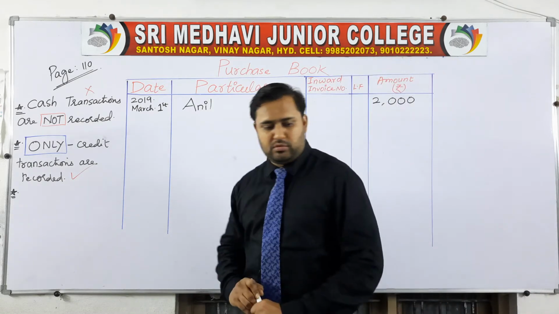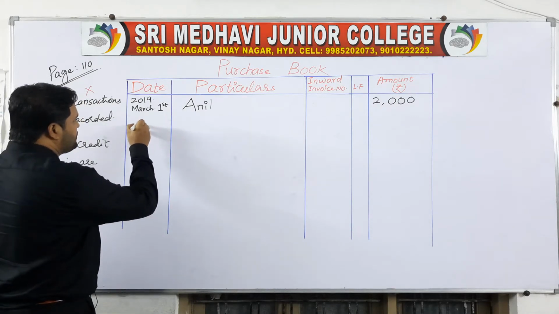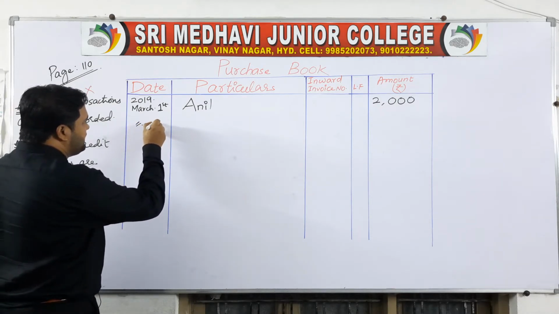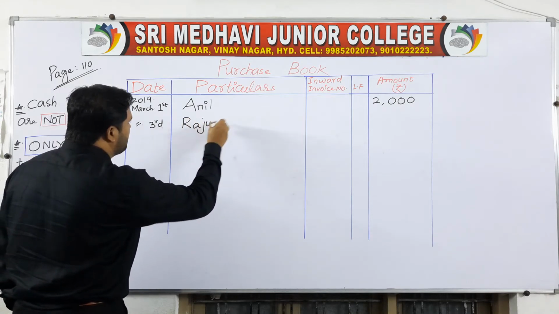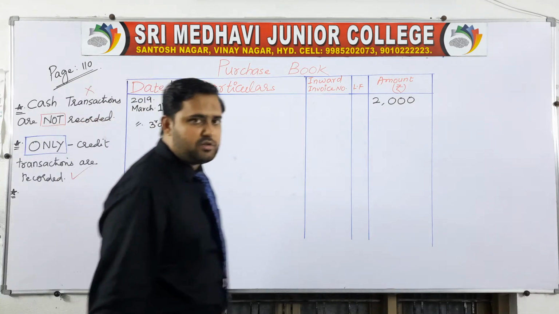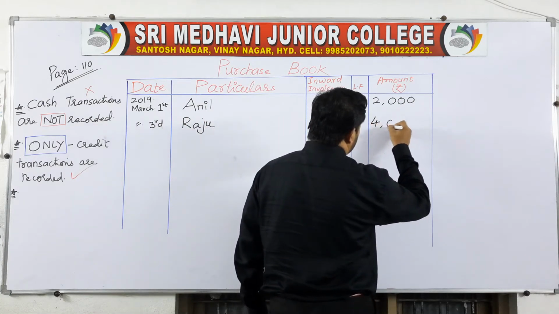So, what you have to write here is the date first, 2019 March 3rd, then Raju. What is the amount given in the question? 4,000 rupees. Write 4,000.